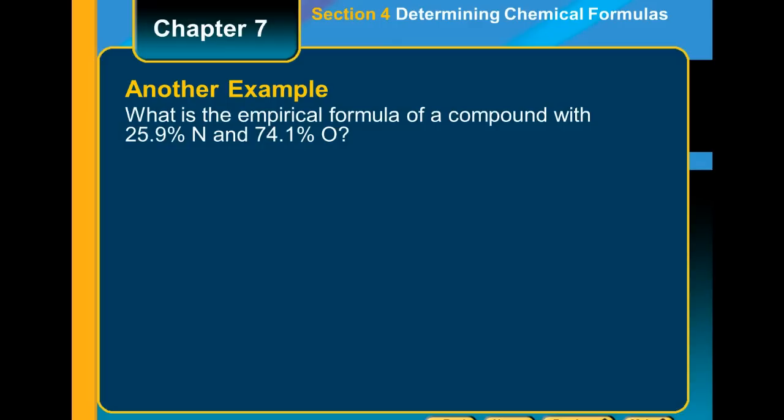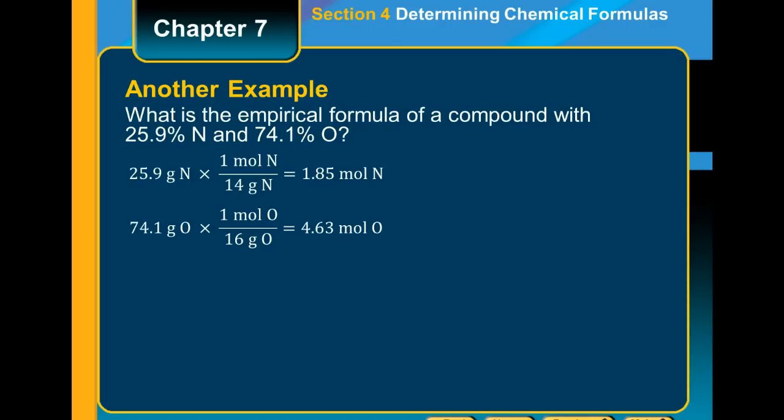Okay, so here's another example. Find the empirical formula for a compound with 25.9% nitrogen and 74.1% oxygen. Again, total sample of 100. We're going to convert our grams into moles, and we have 1.85 moles of N and 4.63 moles of O. Again, keep 2 or 3 decimals at this point. You don't want to round too early. So we are going to now divide by our smallest number of moles, and that would give us an N value of 1 and an O value of 2.5. 2.5 is not a whole number, so this is not finished.